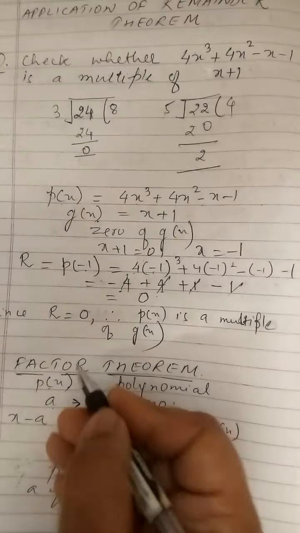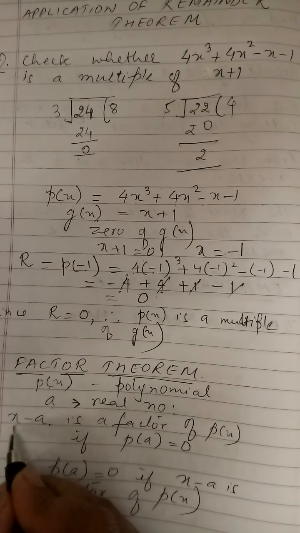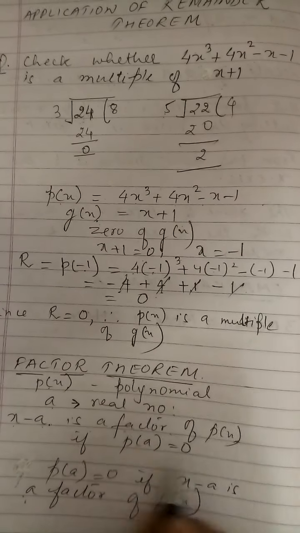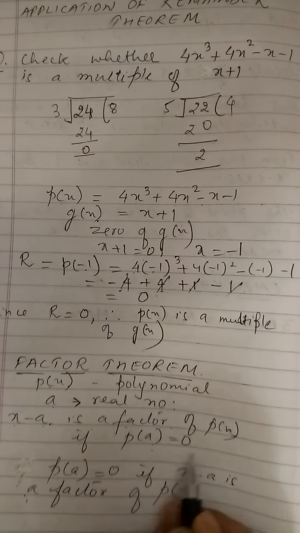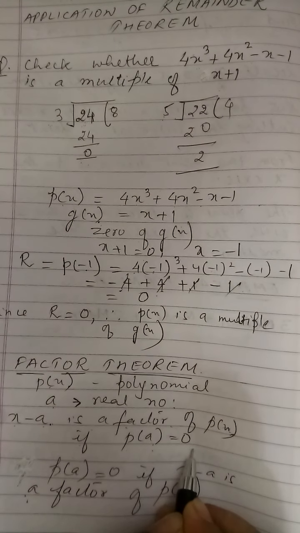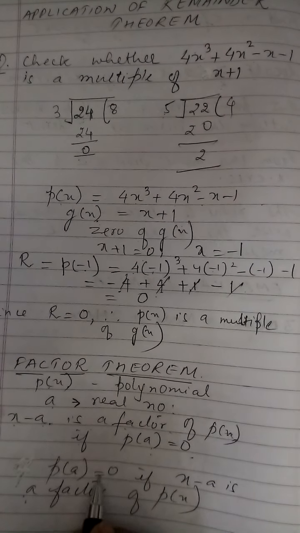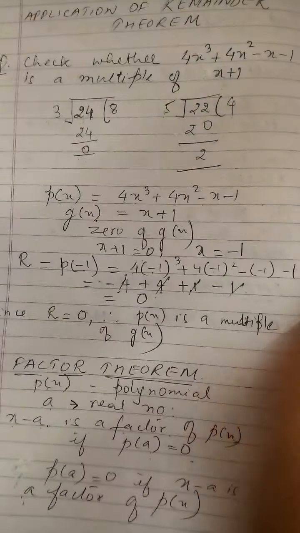So now the factor theorem has 2 conditions. The first condition says that x minus a will be called a factor of p(x) if in the polynomial p(x) I replace x by a and I solve it, I get the remainder, I get the value as 0. And secondly it says if p(a) is 0, then x minus a is a factor of p(x). Let me explain this through a very easy example now.